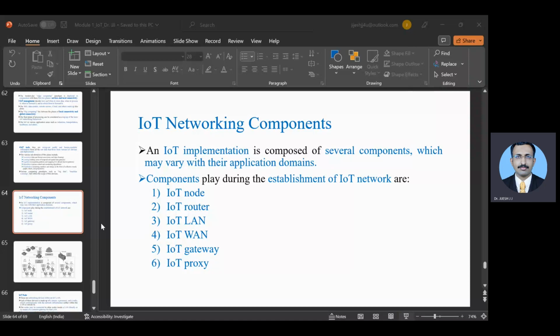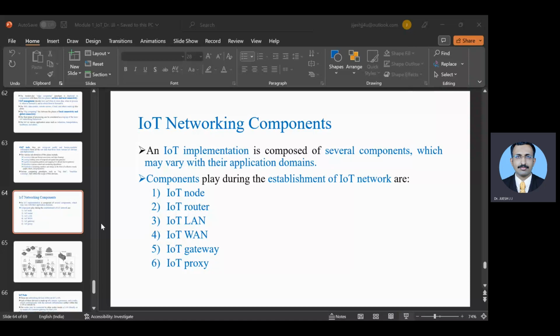So, what are those things? For establishing an IoT network, you need an IoT node, which I have discussed in the first class. Then what is next required? Router, then IoT LAN, then IoT WAN, then IoT gateway and IoT proxy. Some of these components we have already come across when we were discussing one topic or another in the previous classes, where you have seen nodes, router, LAN, WAN, and gateway as well as proxy.